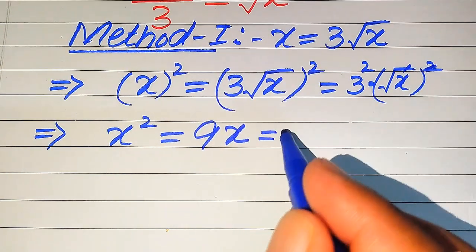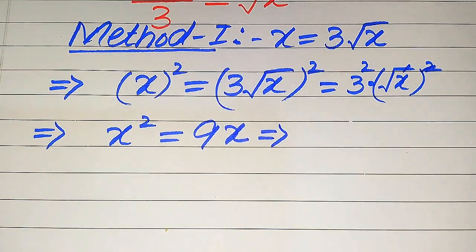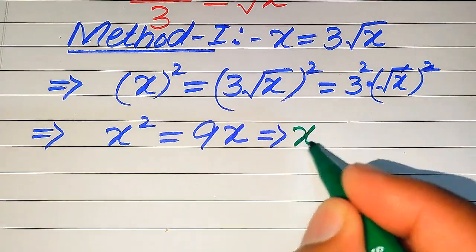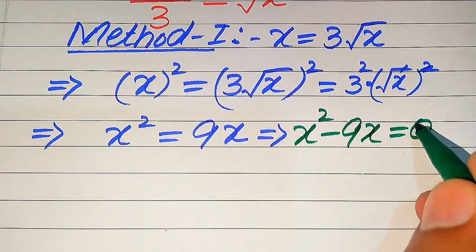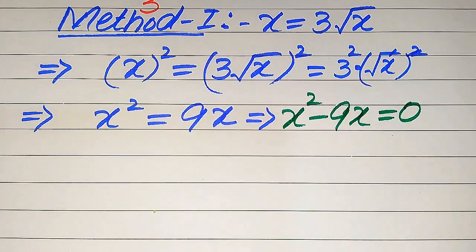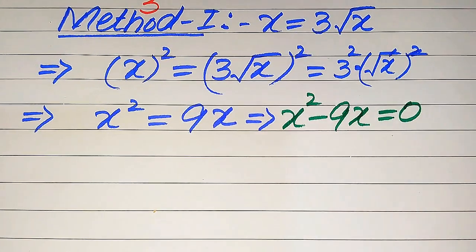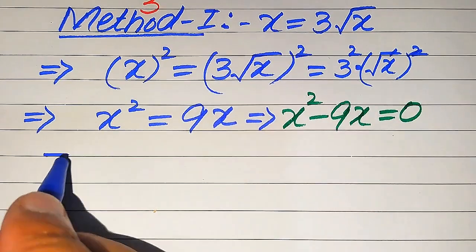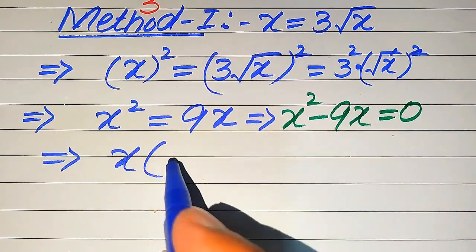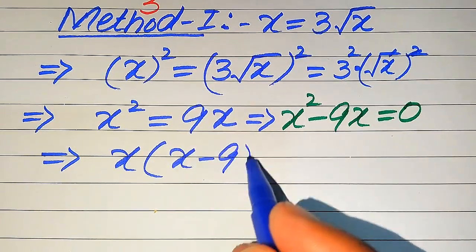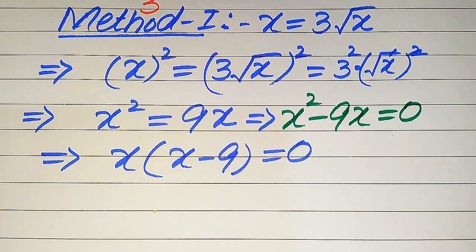So in the next step we move this 9x into the left hand side, and it will be written as x square minus 9x equals 0. So you see here both of these terms involve x, so we take common x from here, and when you take common x we get x times x minus 9 equals 0.